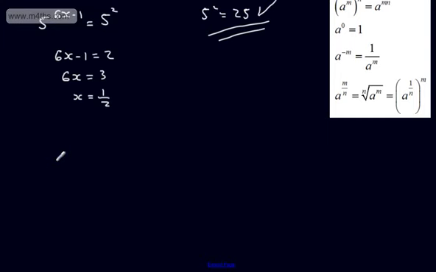Another one, we might have 2 to the power of x squared plus x is equal to 64. So with these non-calculator questions, what we're looking at doing is rewriting this as a power of 2. So I've got 2 to the power of x squared plus x will be equal now to 2 to the power of 6. 64 is 2 to the power of 6. Therefore, if the bases are the same, the exponents are the same.